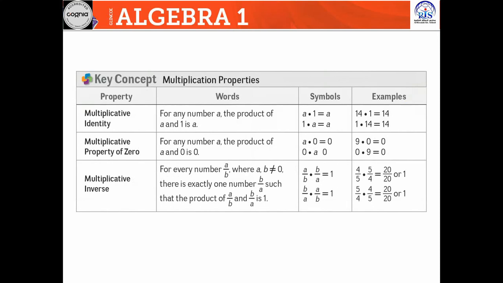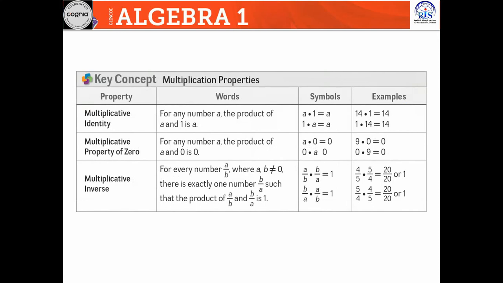Multiplicative inverse is the reciprocal of the number. How do we find the reciprocal? For example, if you have 2, the reciprocal of 2 is 1 over 2. I flip 2. I can write 2 as 2 over 1. 2 over 1 equals 2. When I make the reciprocal, this means I flip it. So 2, its reciprocal is 1 over 2.